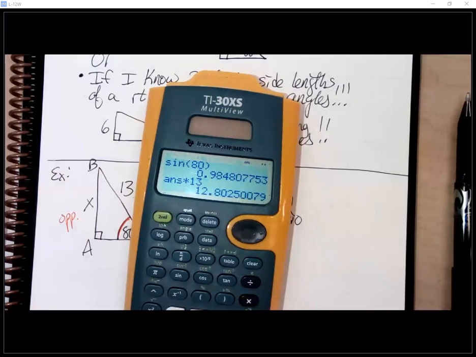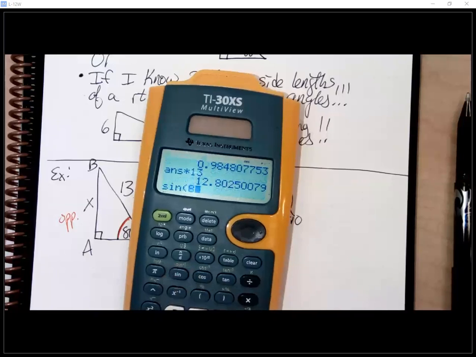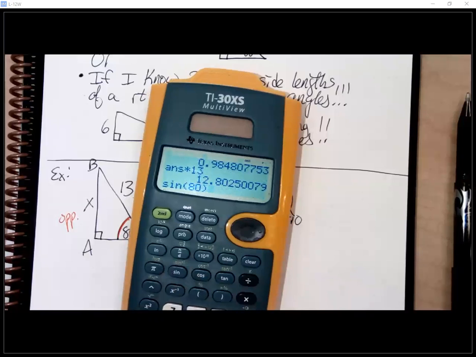12.8015007. So everybody make sure that you got the same thing that I got. 12.80 blah, blah, blah. Did you get it? If you got it, then your calculator is in the right mode and you did it correctly. Wait, can we do that? Sure. You're going to hit the sine of 80, close your parenthesis. You can hit times 13 right here if you want. Just make sure you close the parenthesis first.